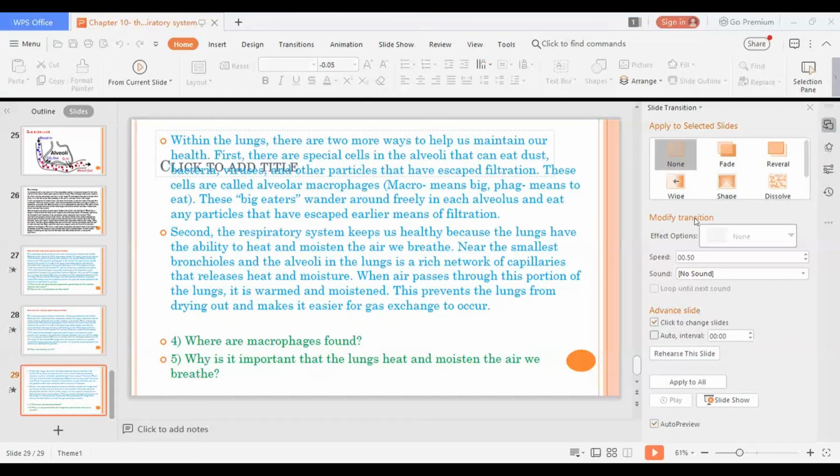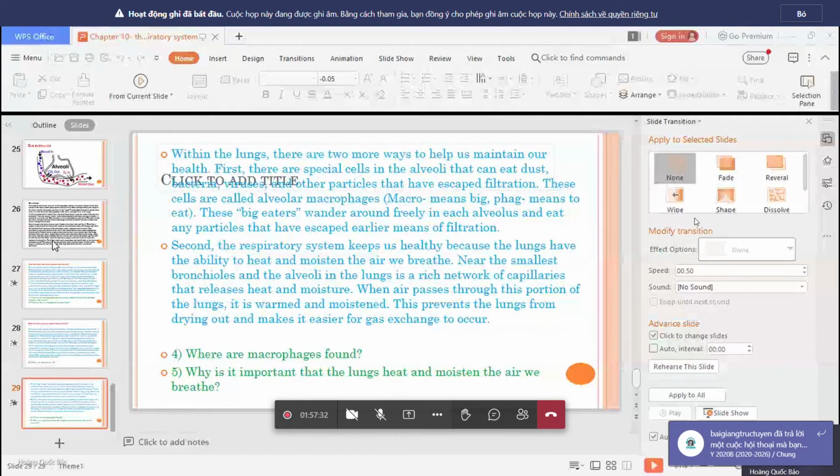Okay, so we have the next two paragraphs. You have 2 minutes to skim read these two paragraphs first before I show you the questions.